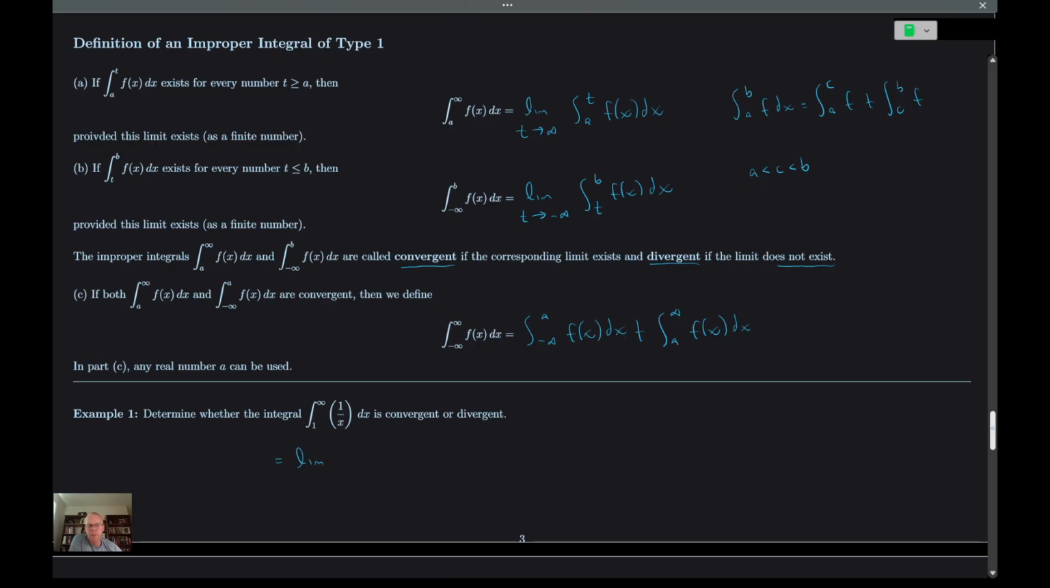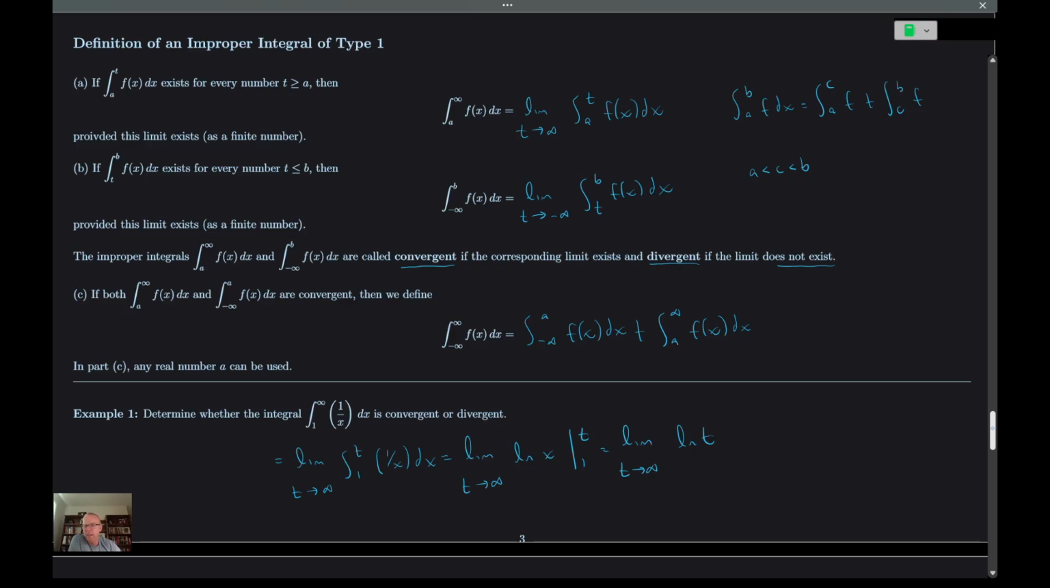So the limit as t goes to infinity of the integral from 1 to t of 1 over x dx. Now we should know that the integral of 1 over x is just going to be ln of x. We'll evaluate that from 1 to t. So we get the limit as t goes to infinity of ln of t minus ln of 1. ln of 1 is just 0, so we'll just leave it like this. So the limit as t goes to infinity of ln of t.